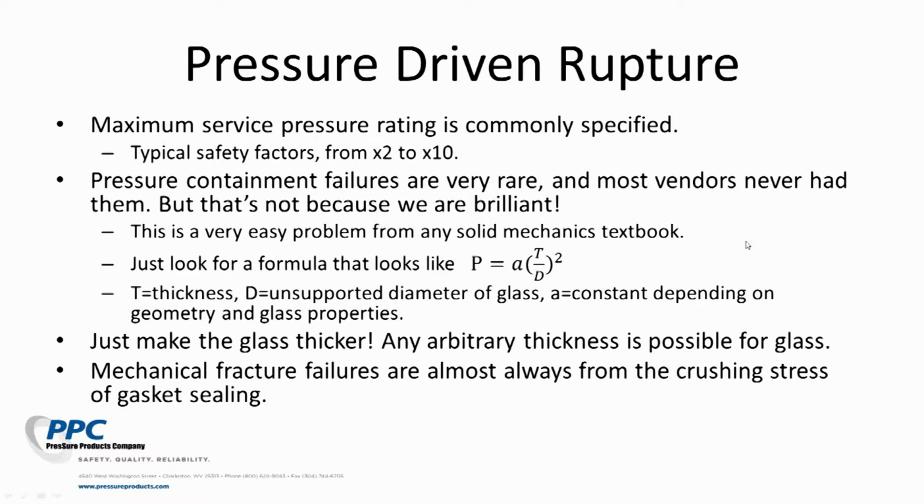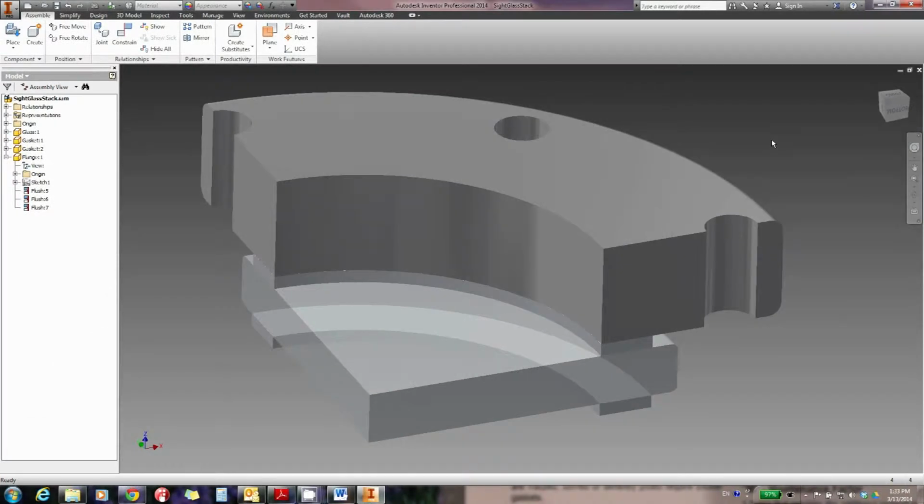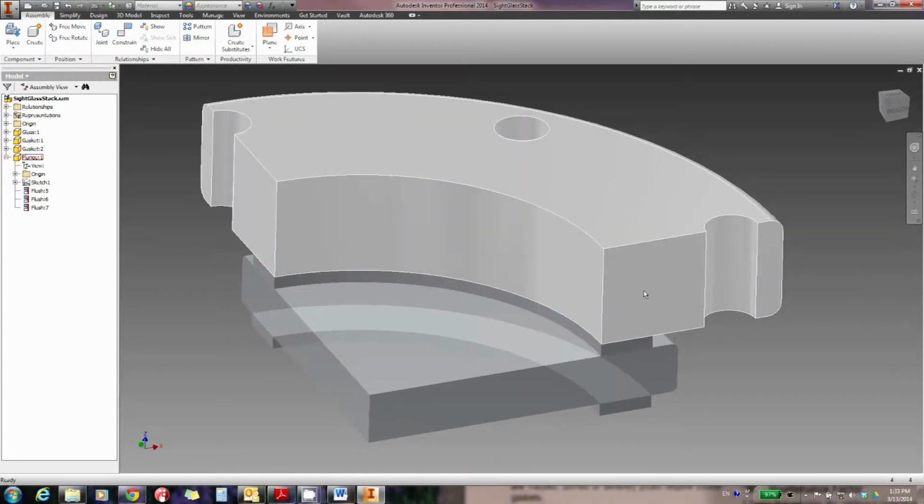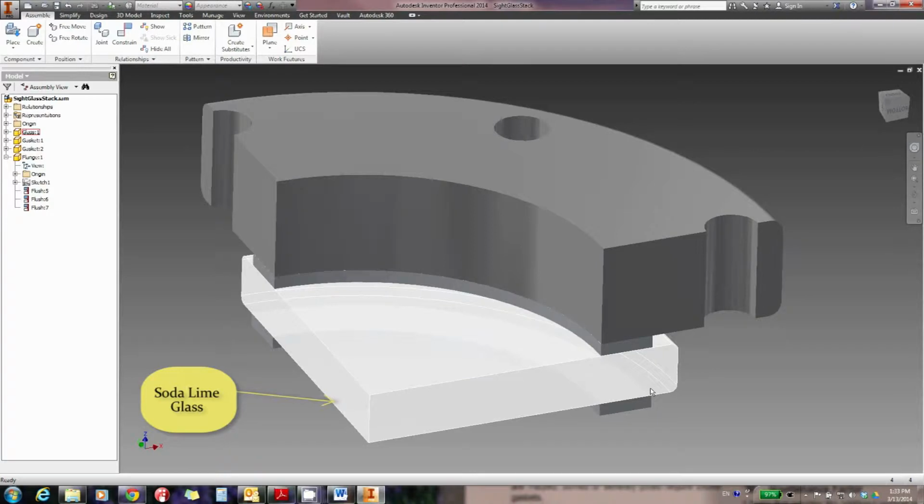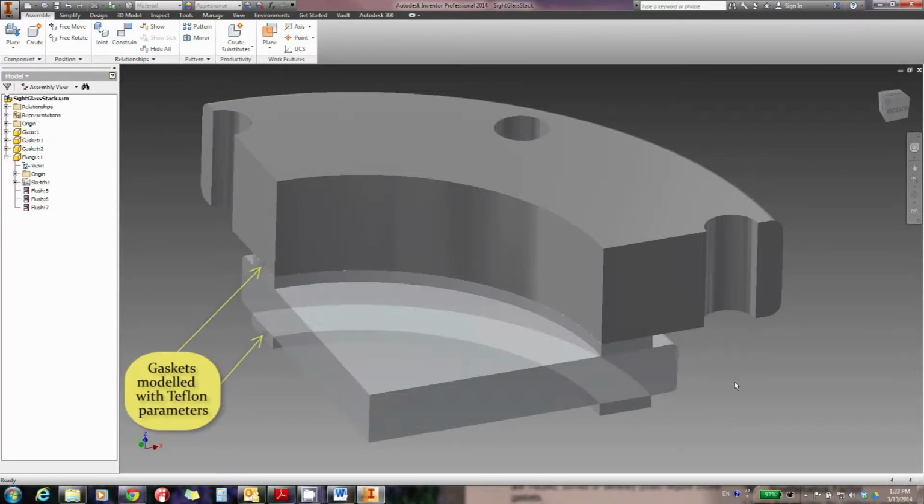The much more difficult issue is sealing the sight glass against leaks, and that's where the biggest stresses are. In order to show you where the stresses are, I've put together a little 3D model of a side window. In this model, I have a quarter model of a simple side window made up of a soda lime glass, sandwiched between 2 pieces of gasket material held down by a flange.